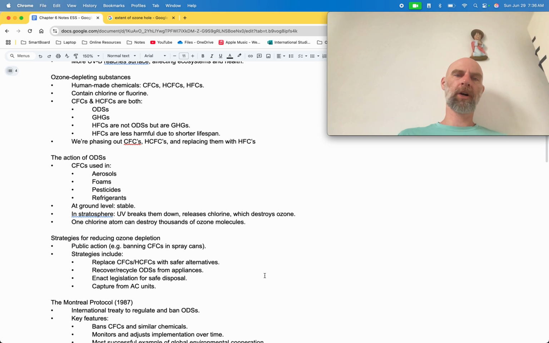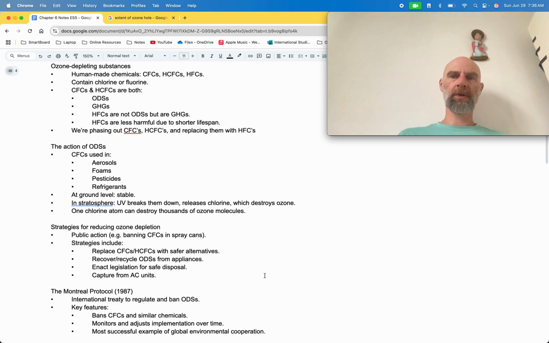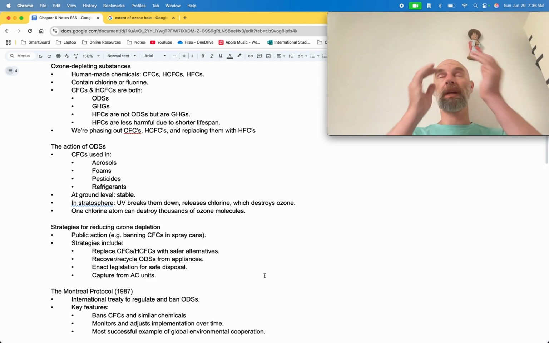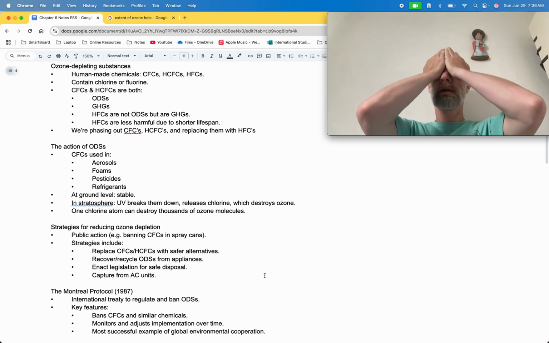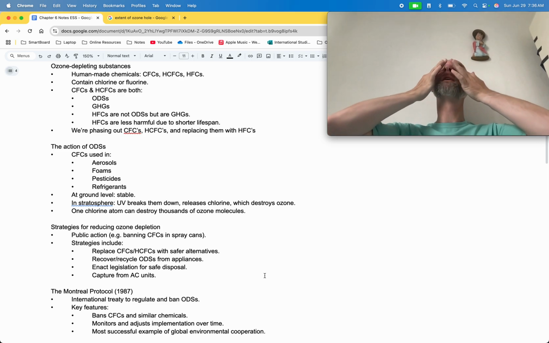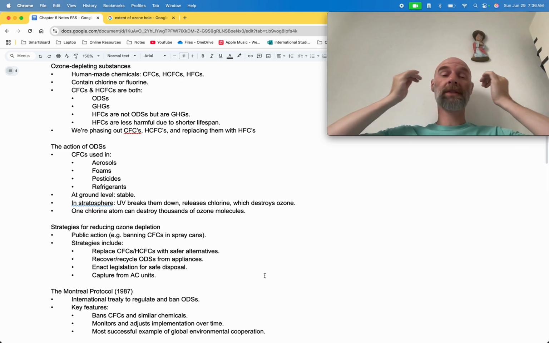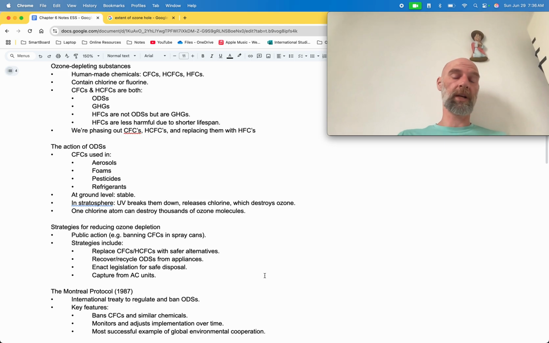Let's talk about what causes these ozone depleting substances, otherwise known as ODS. So they love using acronyms and all that for an IB, and ODS is one of their favorites when they talk about these. So they just assume you know that ODS means ozone depleting substance.